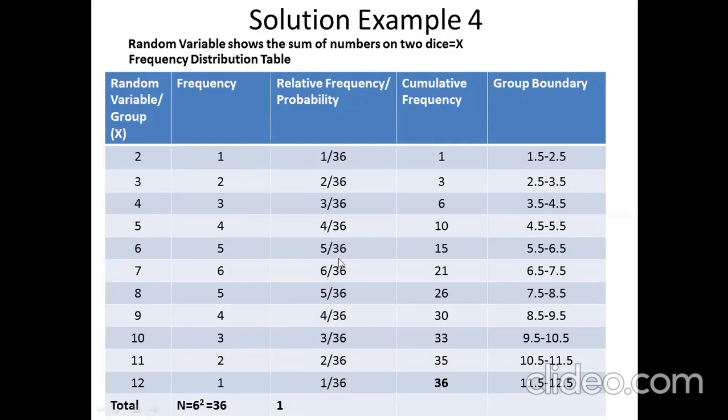This third column is the relative frequency or probability, which is the frequency of the group divided by total frequency. Then cumulative frequency: we are summing up the frequencies, like 1 for the first group, 2 plus 1, 3 for the second group, and going in the same way, we reach the value 36, which is also the n, or the data set size. And then the group boundaries. So 3 minus 2 is 1, and 1 upon 2 is 0.5. So the 0.5 factor is subtracted and added to each group value, and we end up with this column of the group boundary. So that's how the frequency distribution table is made for this example 4.